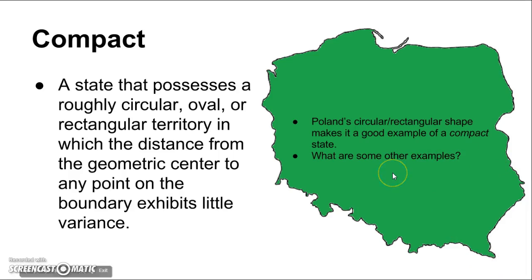And this really helps political cohesiveness, especially if the capital is located near the center, because the capital has roughly the same amount of control over all areas of the country. So a compact state tends to be a much more cohesive environment. Not always, but it is more often associated with being more stable, cohesive environments.